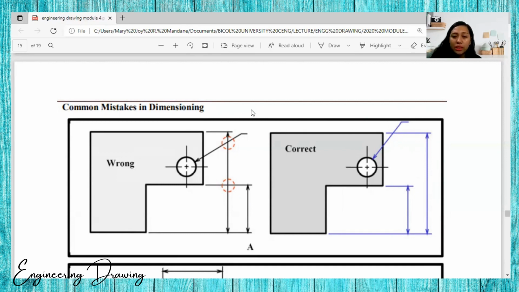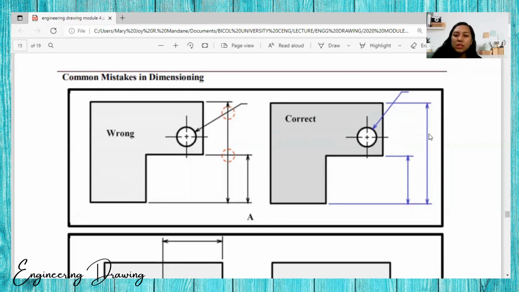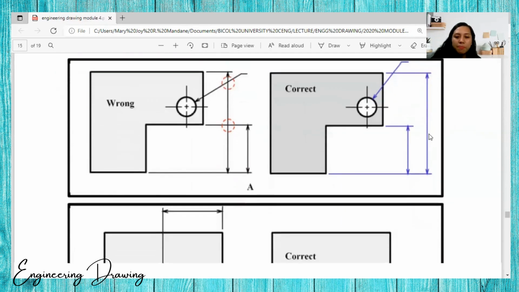And make sure that the extension line hindi ganun kahaba. Dapat at least mga konting distance lang naman yan. Okay? Mga 0.05, I think, or depende po kasi yan sa sizes. Okay? But not sobrang mahaba. Dapat sobrang tama lang. Okay?